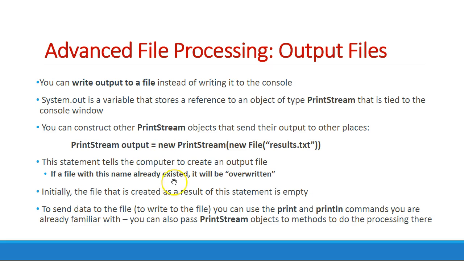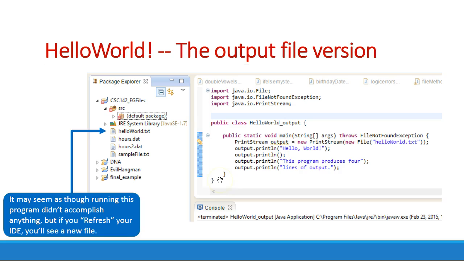So the file is always going to be overwritten if it can be overwritten. And the file that starts out is empty. And then you're going to use print and println commands. And by the time you close your program, the file will be written. So let's take a look at a simple example here.